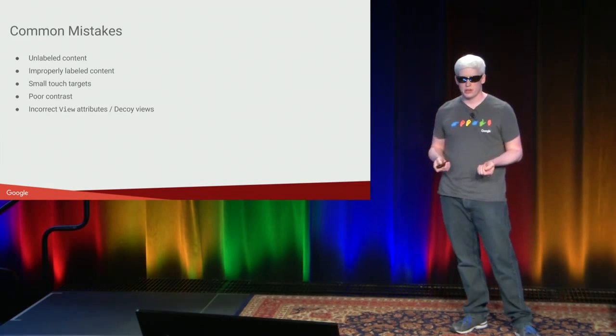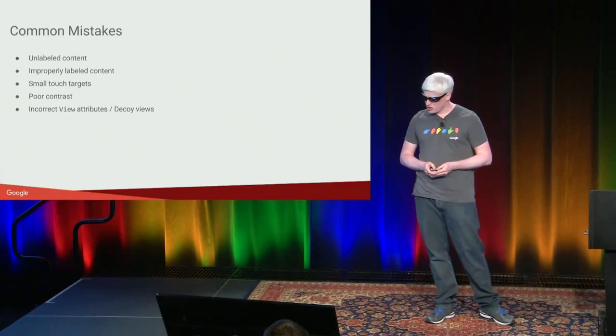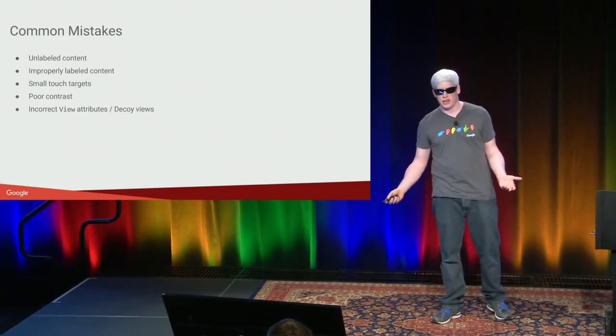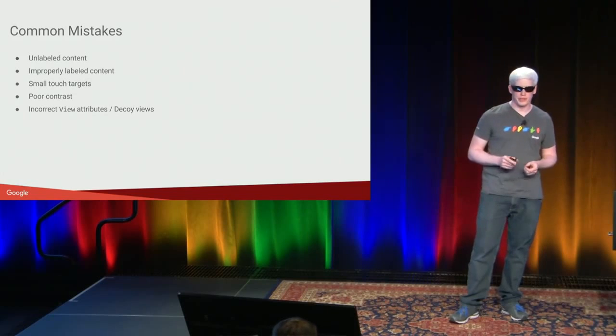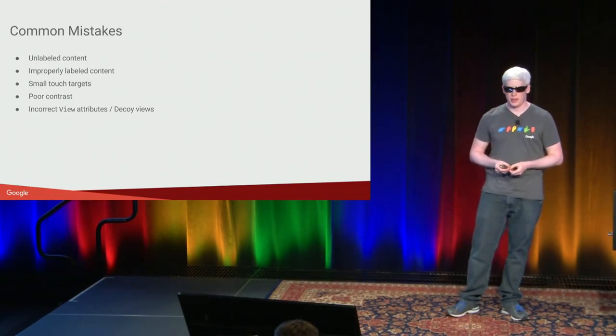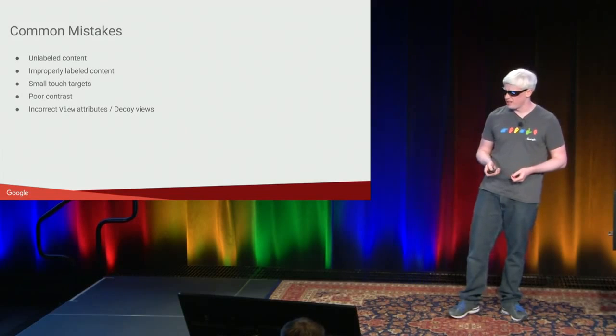Equally important is making sure that your description is reasonable and you're using the right attributes to expose that information. We want to ensure that we have large enough touch targets. So users, for example, without fine motor control may not be able to hit smaller touch targets on the display. So we recommend that all your touch targets are at least 48 by 48 dips.